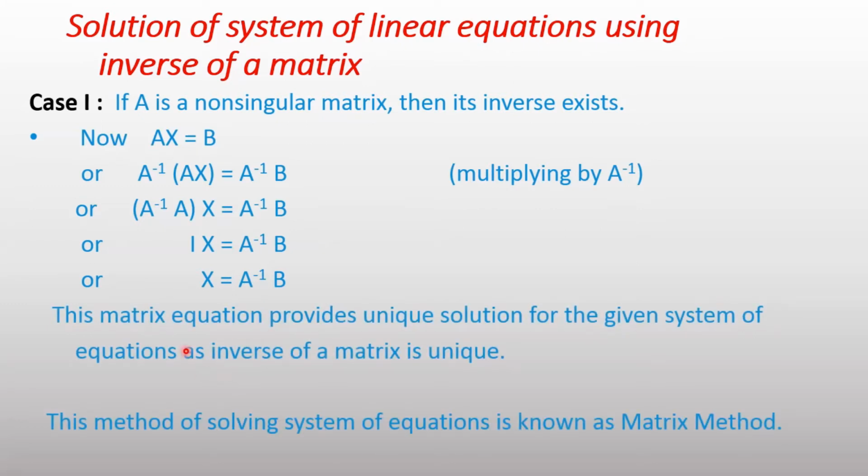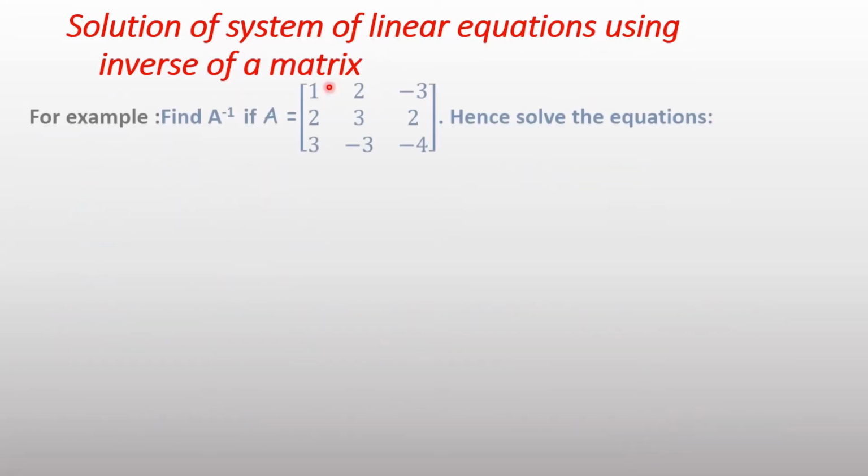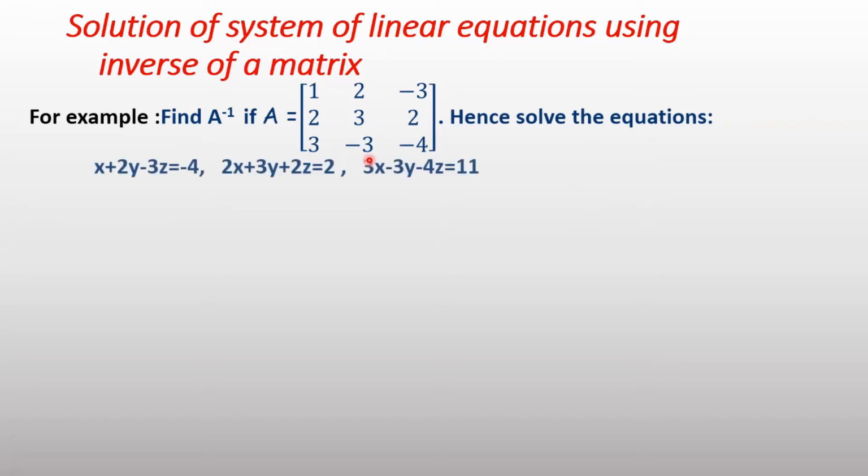Therefore, in this case we will get a unique solution. And this method is known as the matrix method, or solution using the inverse of a matrix. For example, matrix A is given as 1, 2, minus 3, 2, 3, 2, 3, minus 3, 4. Find A inverse and then solve the system of equations as given here.